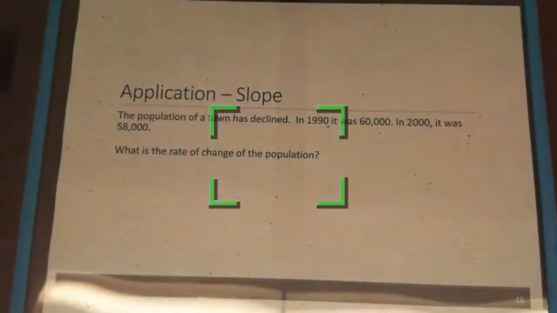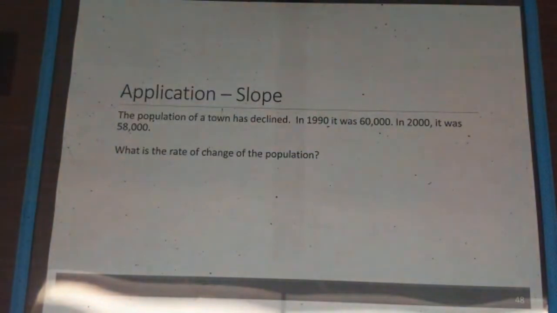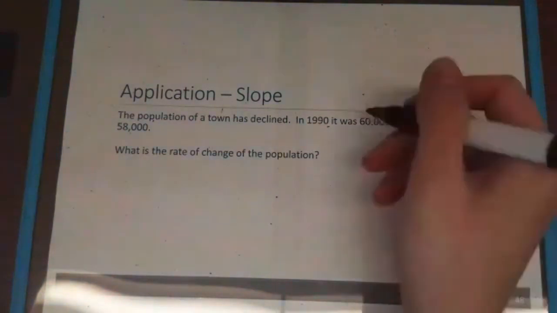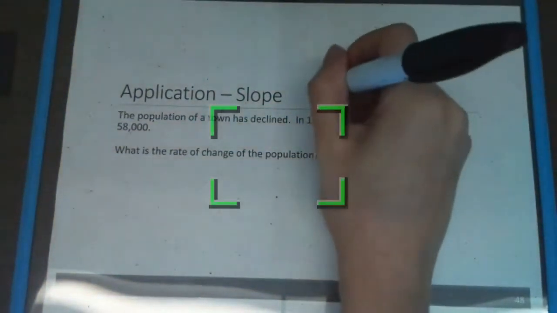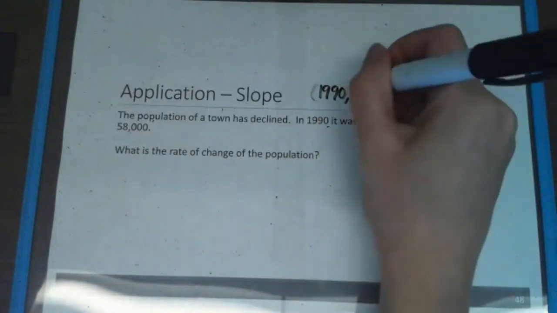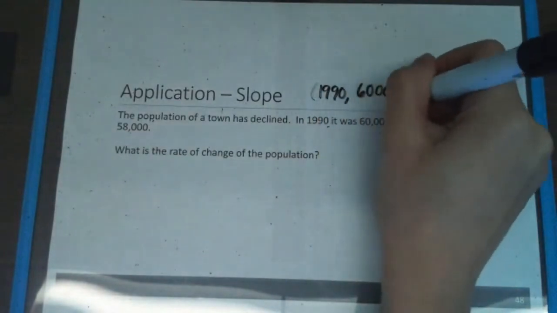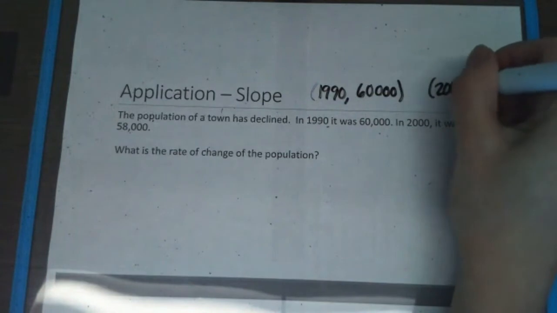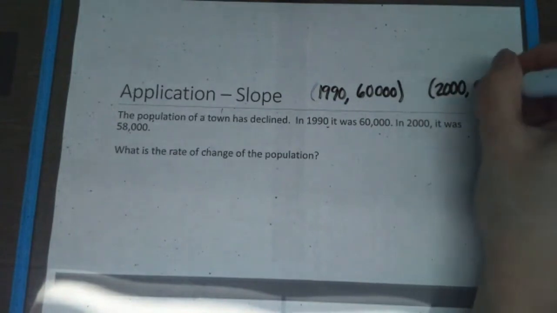We're going to take a look at an application problem involving slope. The population of a town has declined. In 1990, it was 60,000. In 2000, it was 58,000. What is the rate of change of the population? When I see this, I see it as two pieces of paired information. We have the year 1990, which is paired with a population 60,000. And we have the year 2000, which is paired with the population 58,000.